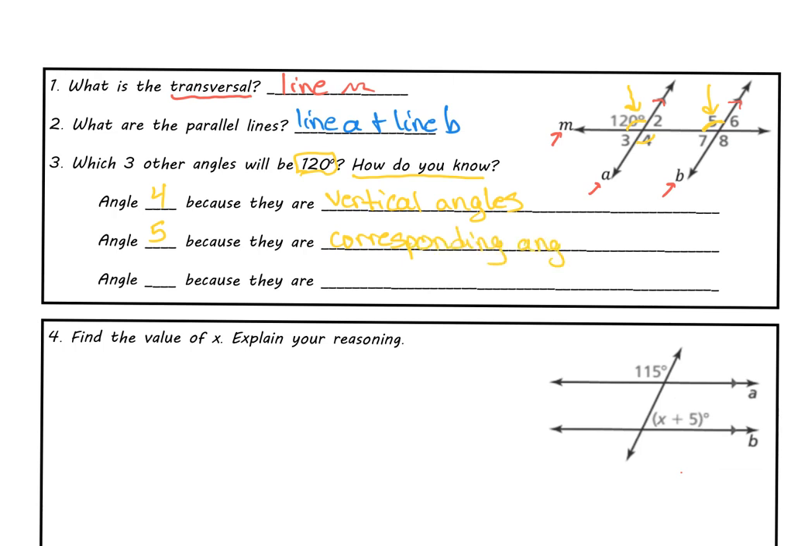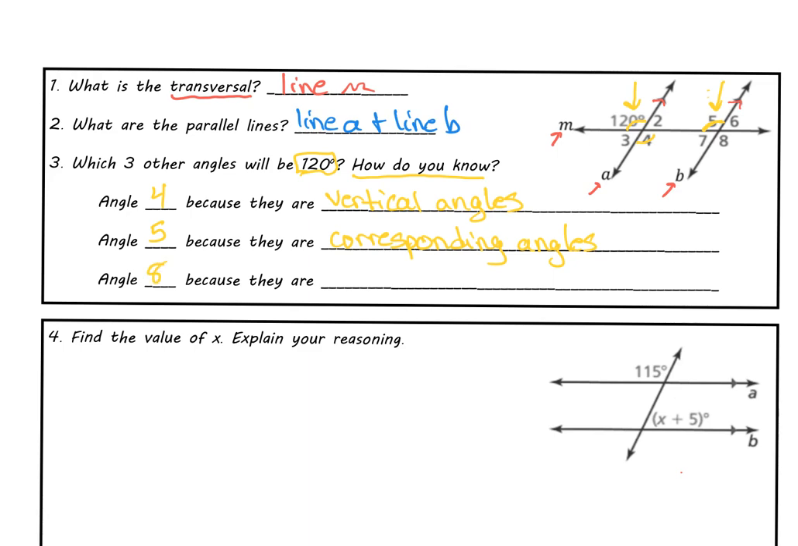Corresponding angles, right? Over here where the 120 is at, let me just go ahead and erase these arrows. Right over here, the 120 is in the top left. Over here, the 5 is also in the top left. So they're in the same spot, so we call those corresponding. And then we've got another one. That would be angle 8.